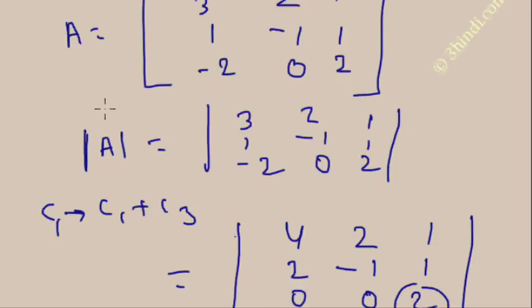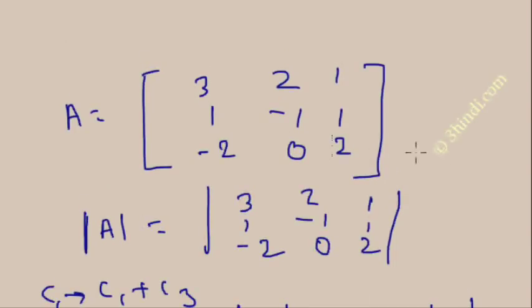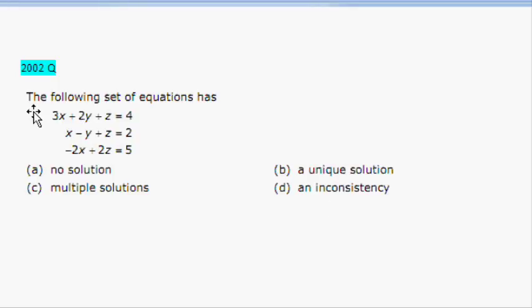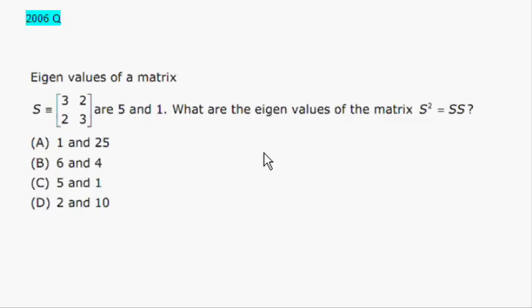So rank of A is 3. The rank of K will also be 3, and it is equal to the rank of A. 3 is the same as the number of variables, so the solution is unique. So this has a unique solution. B is the correct answer. This is a 2006 question.